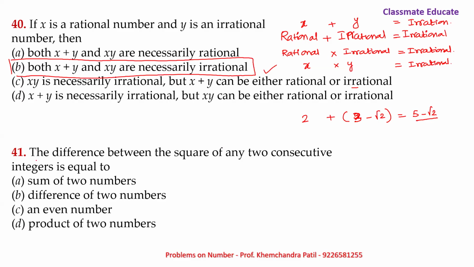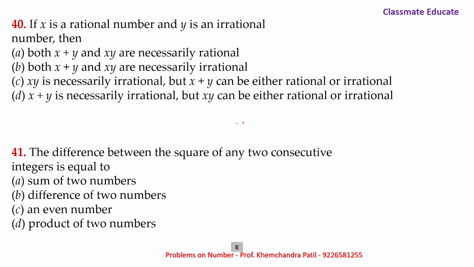Now question number 41. The difference between squares of two consecutive integers is always equal to. Look, what a lovely question, and this is done for you. How many of you know this expression? That is a square minus b square is what? A square minus b square is equal to a plus b into a minus b. So this is an expression you studied from 7th standard.